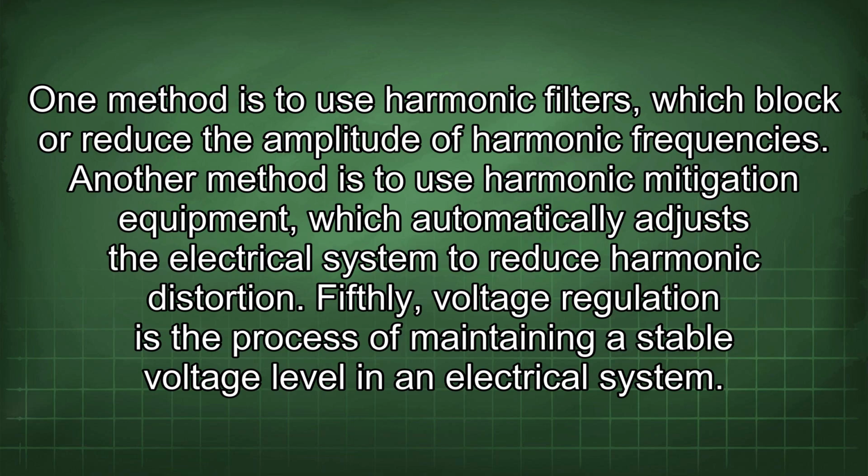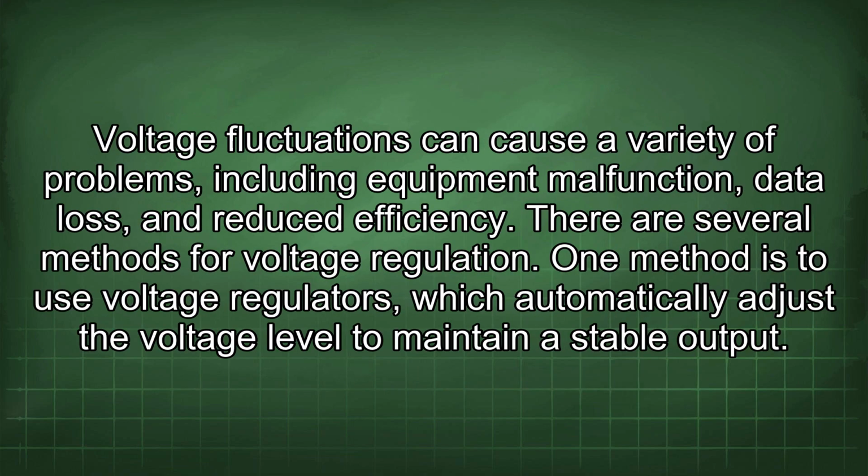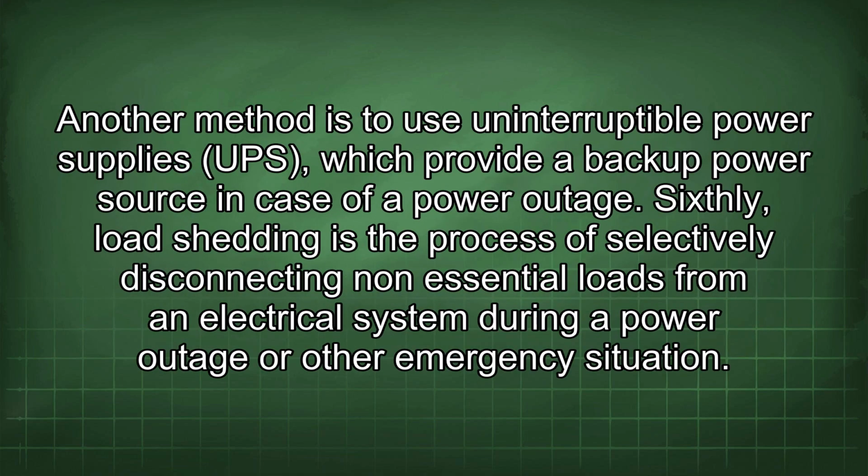Fifthly, voltage regulation is the process of maintaining a stable voltage level in an electrical system. Voltage fluctuations can cause a variety of problems, including equipment malfunction, data loss, and reduced efficiency. There are several methods for voltage regulation. One method is to use voltage regulators, which automatically adjust the voltage level to maintain a stable output. Another method is to use uninterruptible power supplies (UPS), which provide a backup power source in case of a power outage.